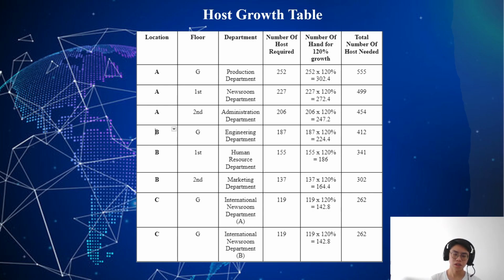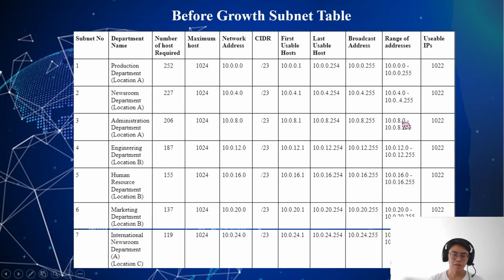About location C, as I said just now, is the international newsroom department. They are separated into 2 subnets and connected with 1 router, so I just separate them into A and B. The number of hosts required is 190, times 1.2 equals 148.8, and the total number of hosts needed is 262. Next is the before growth subnet table.